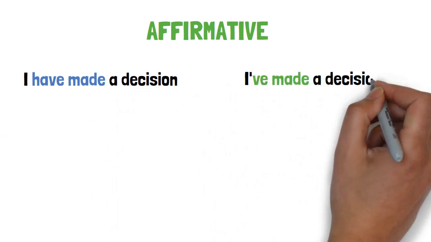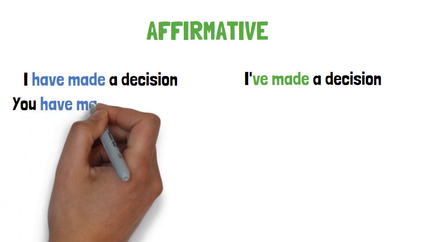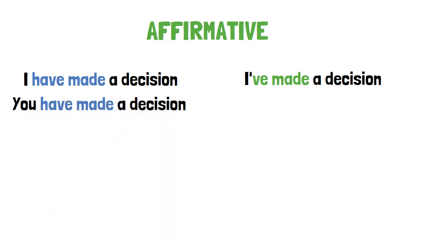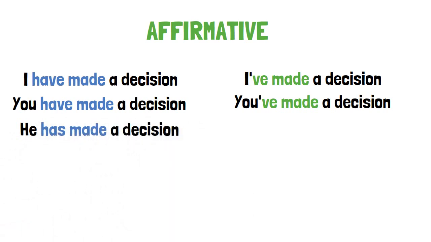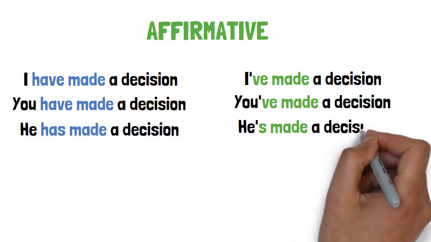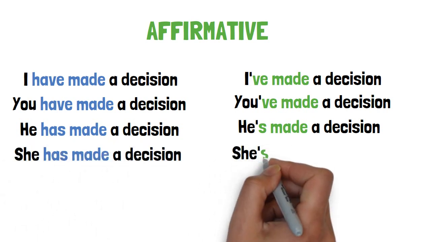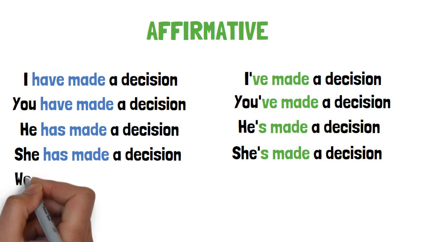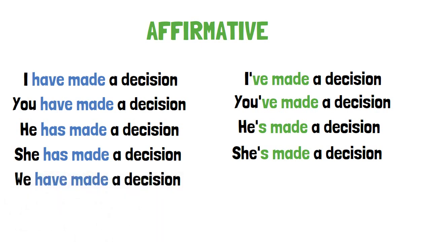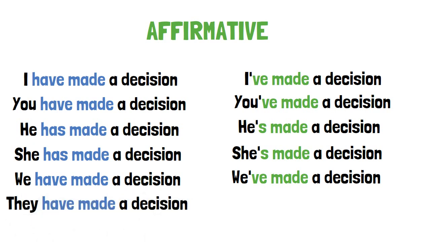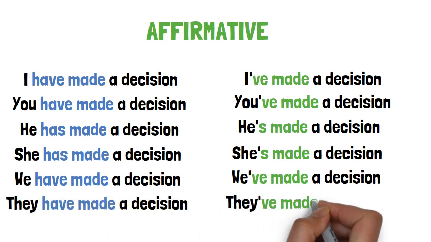Affirmative. I have made a decision. I've made a decision. You have made a decision. You've made a decision. He has made a decision. He's made a decision. She has made a decision. She's made a decision. We have made a decision. We've made a decision. They have made a decision. They've made a decision.